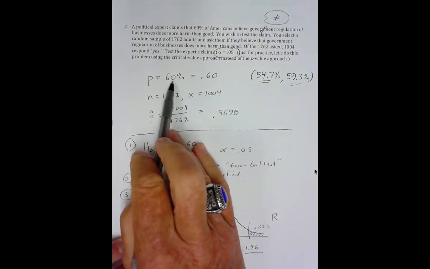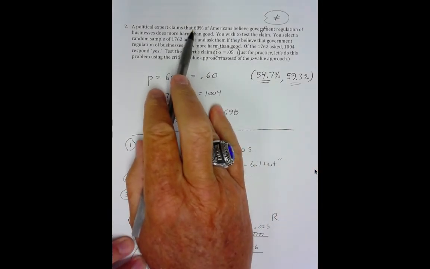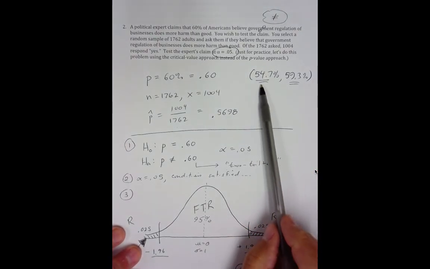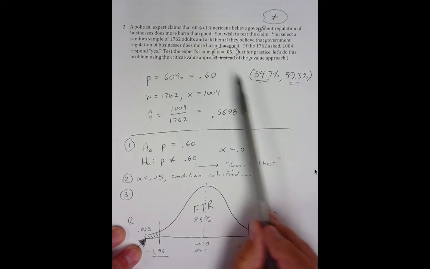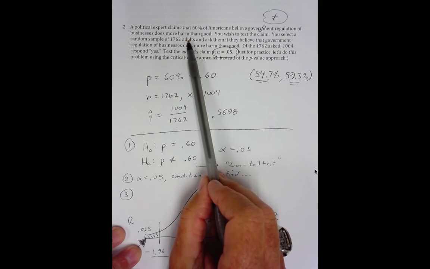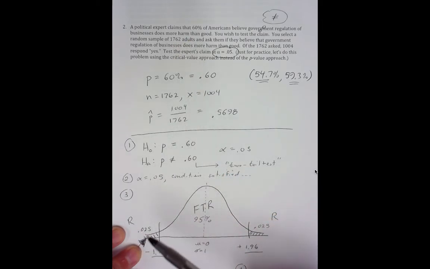So instead of being 60%, it actually feels like people aren't quite as cynical, or at least have a little bit more faith. So it seems like a lower percentage feels that regulations of businesses does more harm than good. So I don't know. You interpret that however you want to. All right, let's go back to this problem.